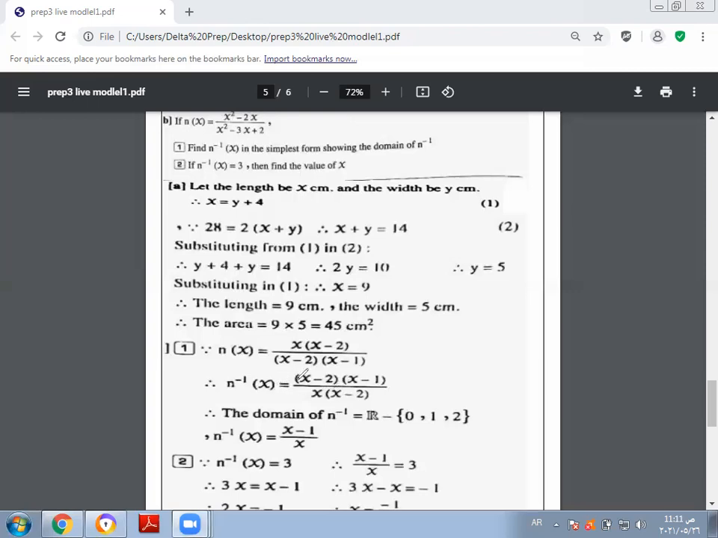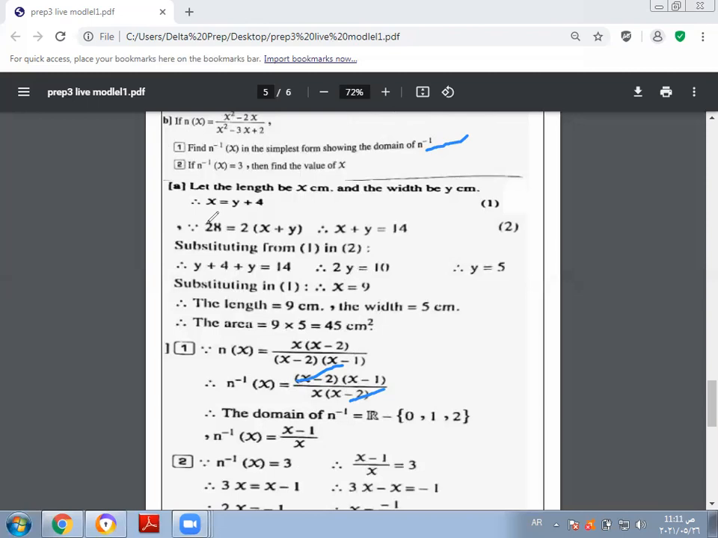Find the simplest form by canceling x minus 2 by x minus 2. So the simplest form here is x minus 1 over x. First, we solved letter number 1 in question B. Question number 2, question B, find the value of the multiplicative inverse.